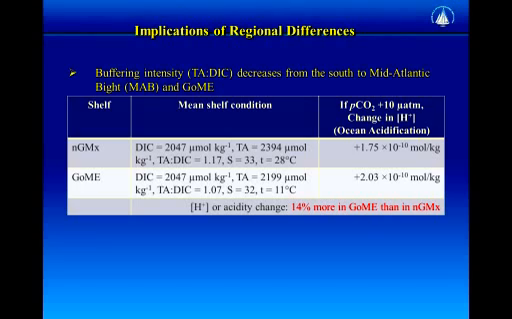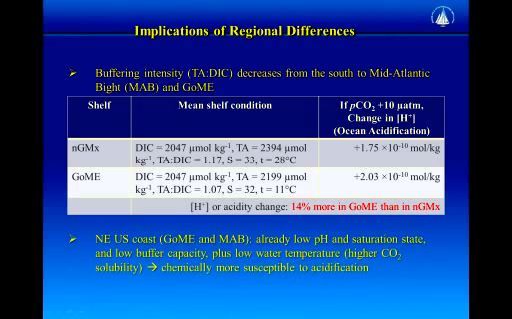And then if you apply that same amount of increase in PCO2 to the Gulf of Maine mean condition seawater, you find that the acidity increase is 14% more in the Gulf of Maine than in the northern Gulf of Mexico. In other words, you apply the same changes, but because of this buffer capacity difference and the chemistry difference, the pH change or the acidity change is larger in the northeast waters.